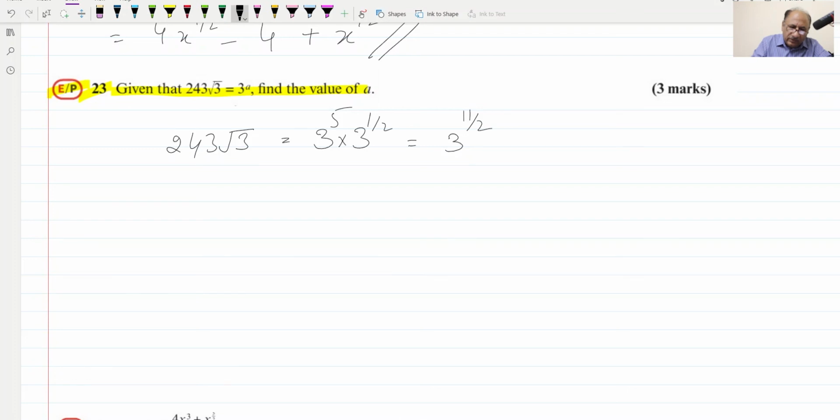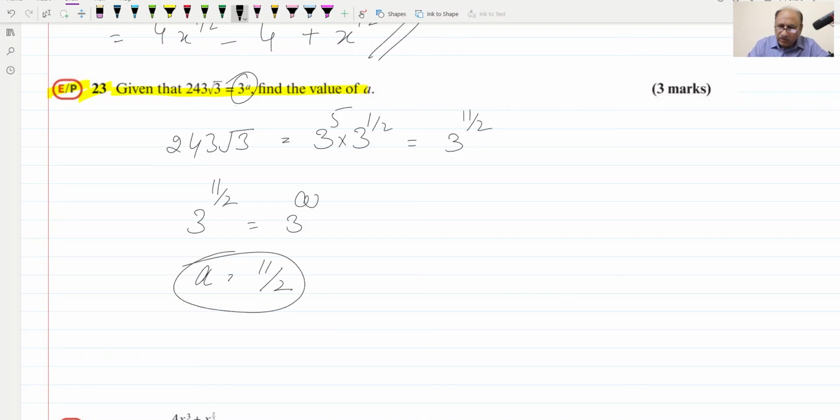Now the given value is 3 raised to a, so 3 raised to 11 by 2 is equal to 3 raised to a. Bases are same, so powers can be compared, so we can write a is equal to 11 by 2. This will be our final answer, and this was a 3 marks question which we have done.